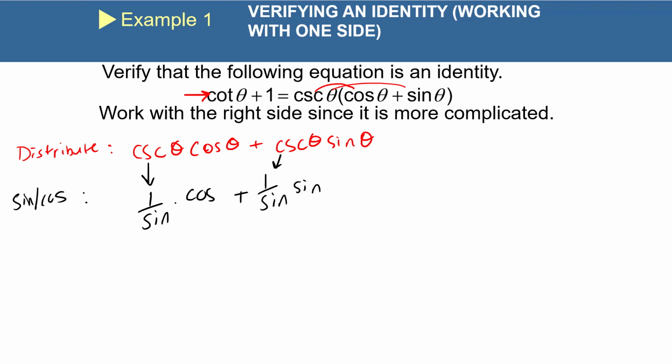After you have everything in terms of sine and cosine, you want to then start simplifying. Simplify means taking fractions and combining them as much as you possibly can. So if I have 1 over sine times cosine, that becomes what? Cosine over sine. If I have 1 over sine times sine, what does that become? Sine over sine, which is 1.